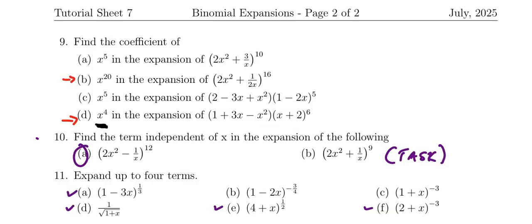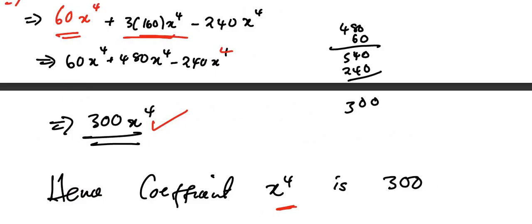So the next question that I did is number 10. They're saying find the term independent of x. Whenever they say that, they mean the term that has x to the power 0. That's what it means whenever they say the term independent of x. So I've done the first one, then I'll leave this to you as a task. This is number 10.